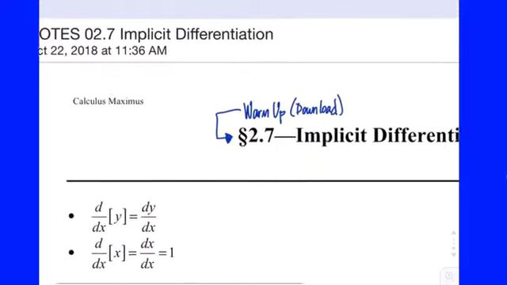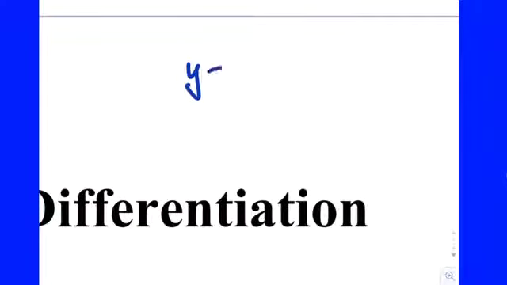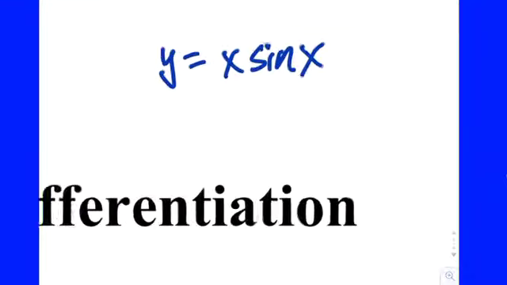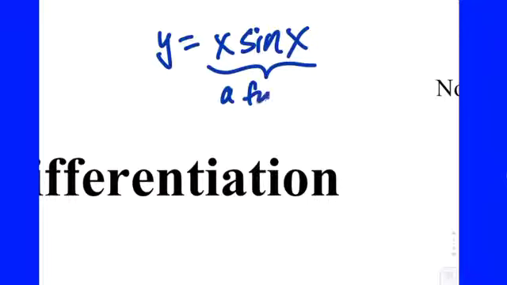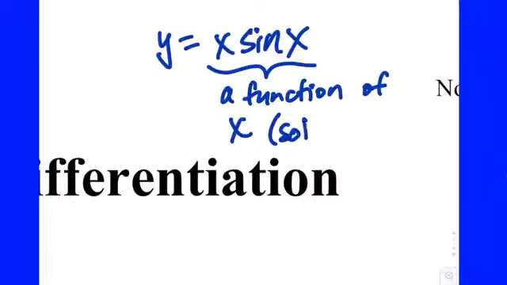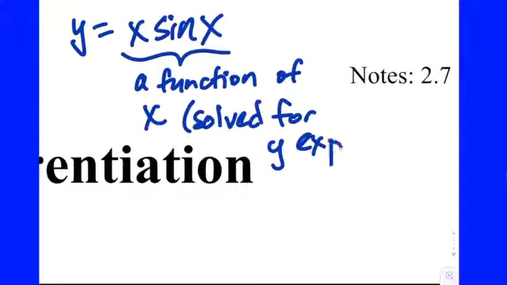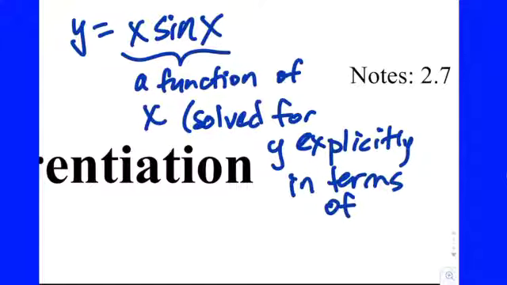The reason that what we've been doing so far has been explicit differentiation is because if we have something like y equals x sine of x, this is a function of x. It's solved for y explicitly in terms of x. We have y equals, and on the right-hand side, there are no y's. We were able to isolate our y, and we have a function of x on the right-hand side, which means when we graph it, it's going to pass the vertical line test. But not all equations are going to be functions of x, right?